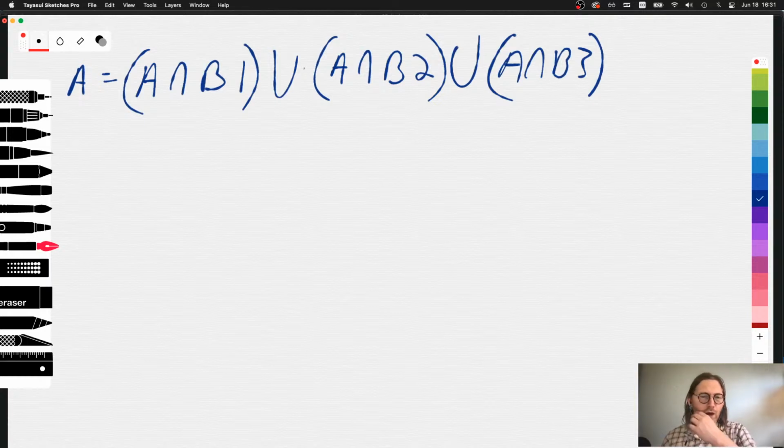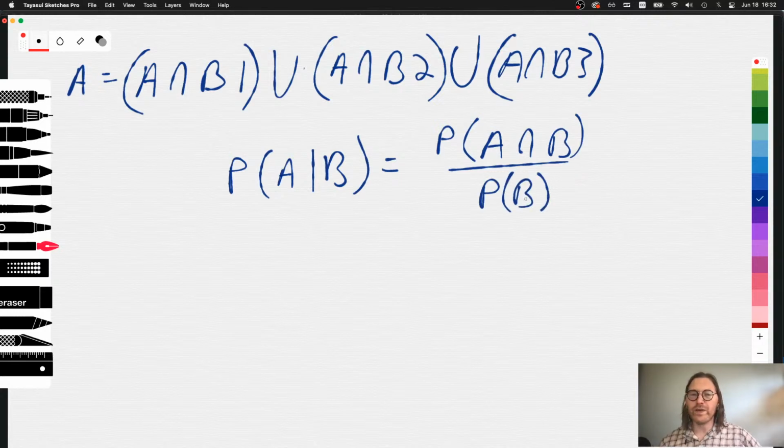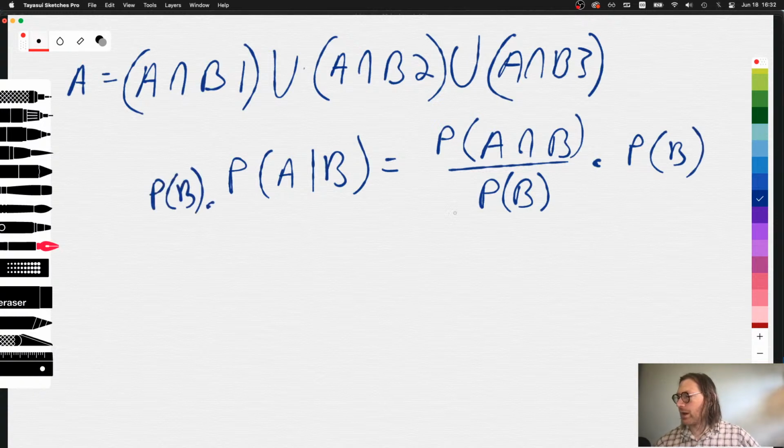Let's go back to Kolmogorov for a second. We've got the probability of A given B being equal to the probability of the intersection of A with B over the probability of B. We can rearrange this. So I can multiply both sides of this by the probability of B.